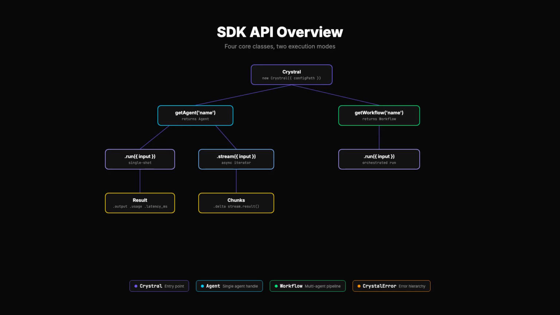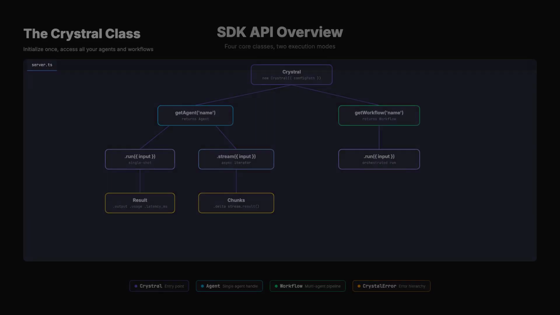The run method returns a result object with the generated output, token usage stats, and latency in milliseconds. Stream gives you an async iterator where each chunk carries a delta property with the next piece of text. And if anything goes wrong, the SDK throws typed errors from the CrystalError hierarchy so you can handle failures gracefully. Let's look at the code.